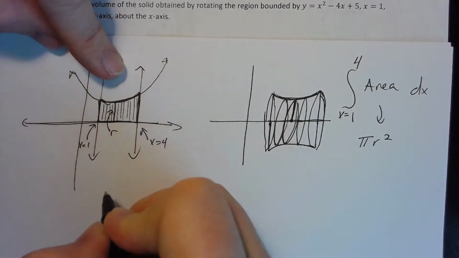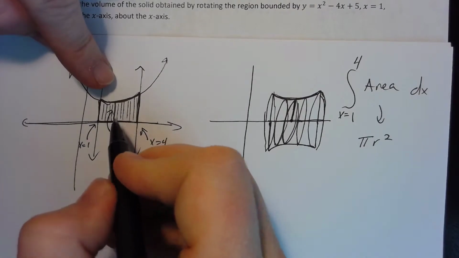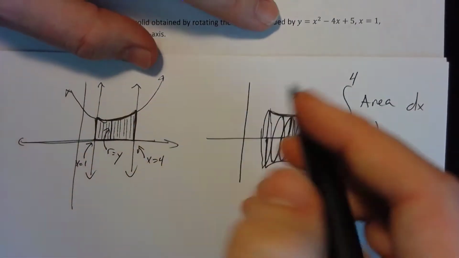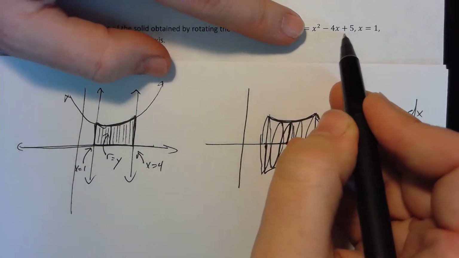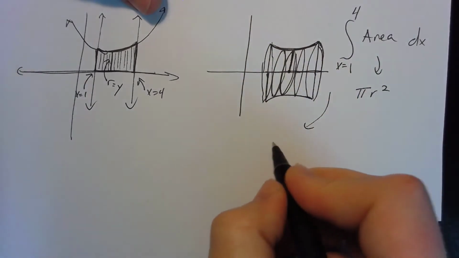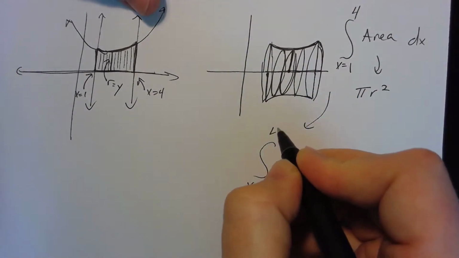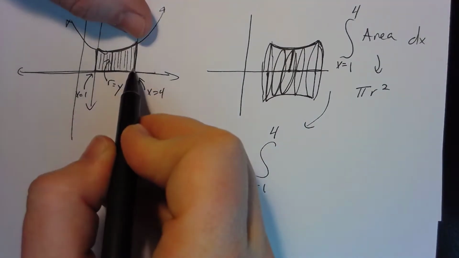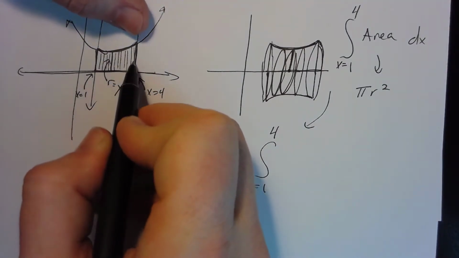That is going to be r, which means that that distance right there is nothing more than just y. The y that correlates with this quadratic, y equals x squared minus 4x plus 5. So the setup for this integral is going to be simply the integral from x equals 1 to 4, because that's where my bounds on the region start. They start at 1 and they end at 4, if I'm cutting this thing vertically in that form.